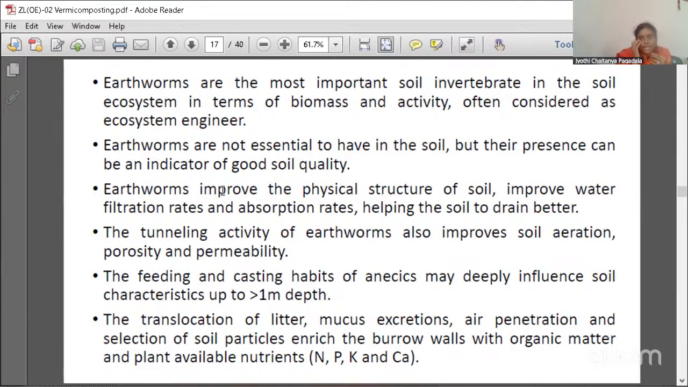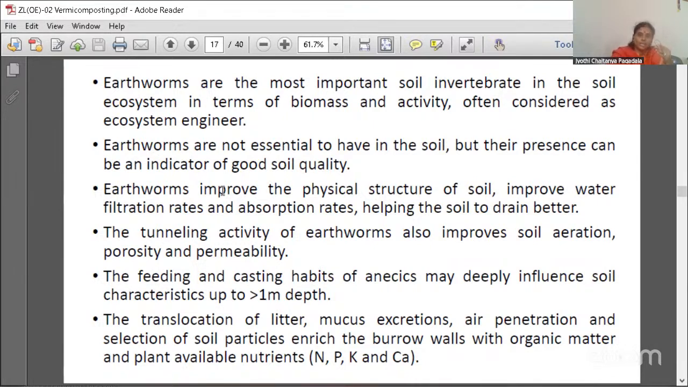improve the physical structure of the soil, improve water filtration rates and absorption rates, helping the soil to drain better. The tunneling activity of the earthworms also improves soil aeration, porosity, and permeability. The feeding and casting habits of the worms may deeply influence the soil characteristics up to 1 meter depth.